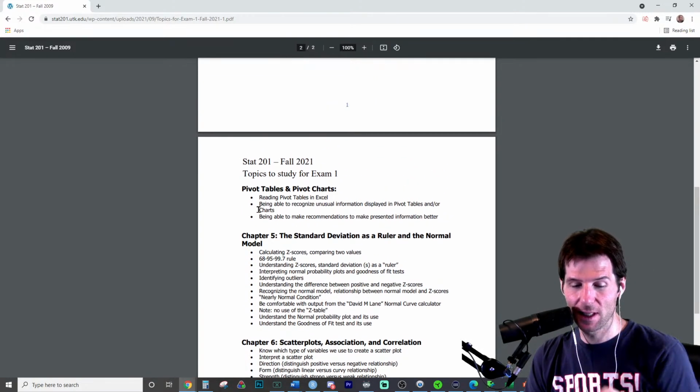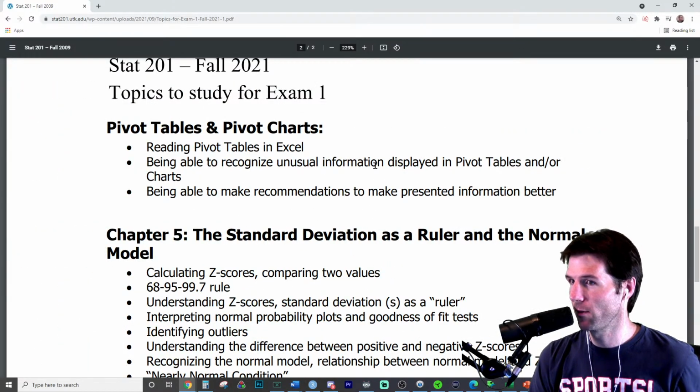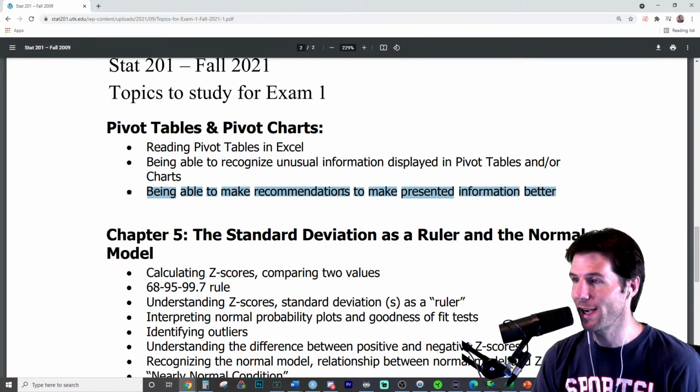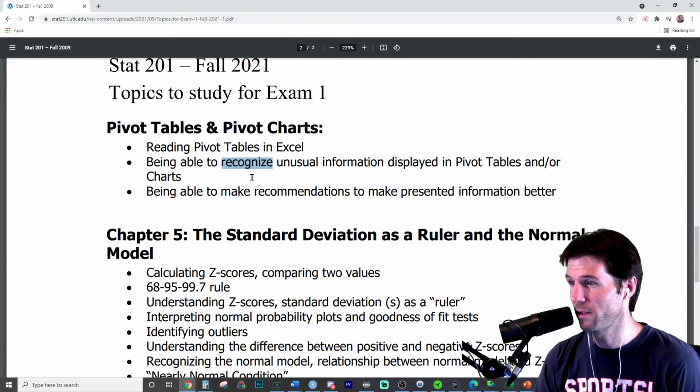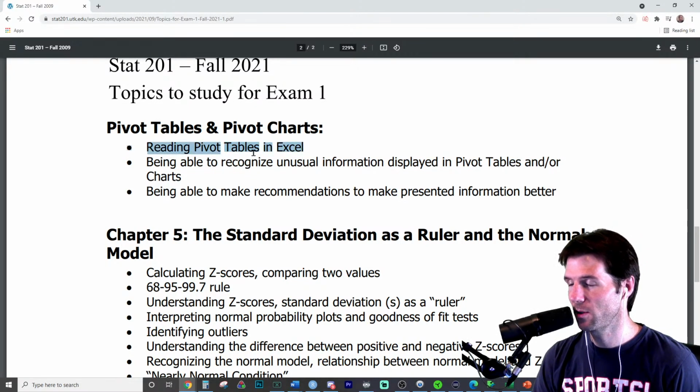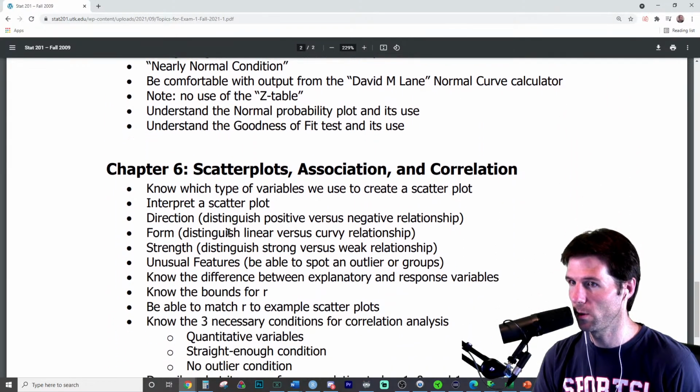Look at pivot. You remember how I said like pivot table today? I was like, there's not that much to cover. This is everything you need to know. Recommendations, chart titles, axis titles, data tables. Being able to recognize unusual information in a pivot table, basically being able to read pivot tables. Reading pivot tables into Excel, they have the same data format, and here's where things get difficult.